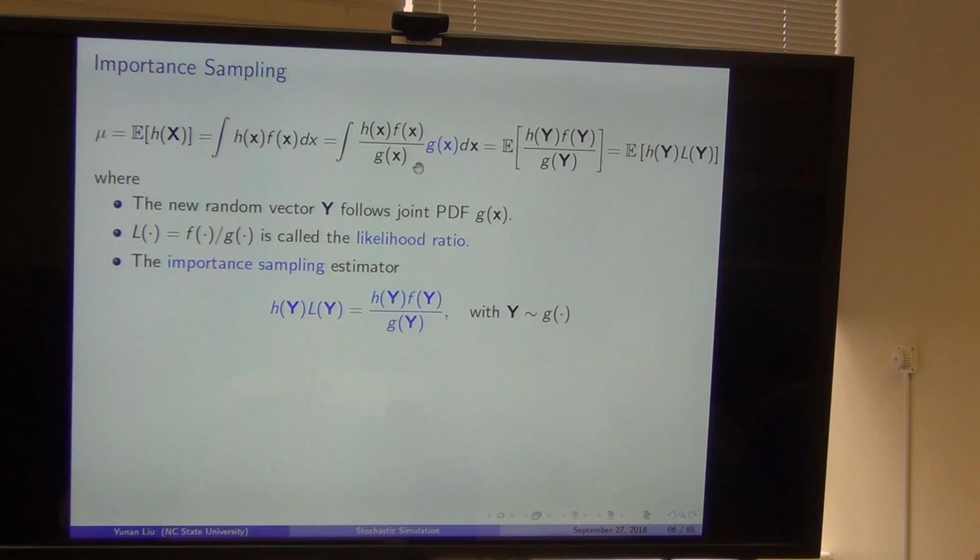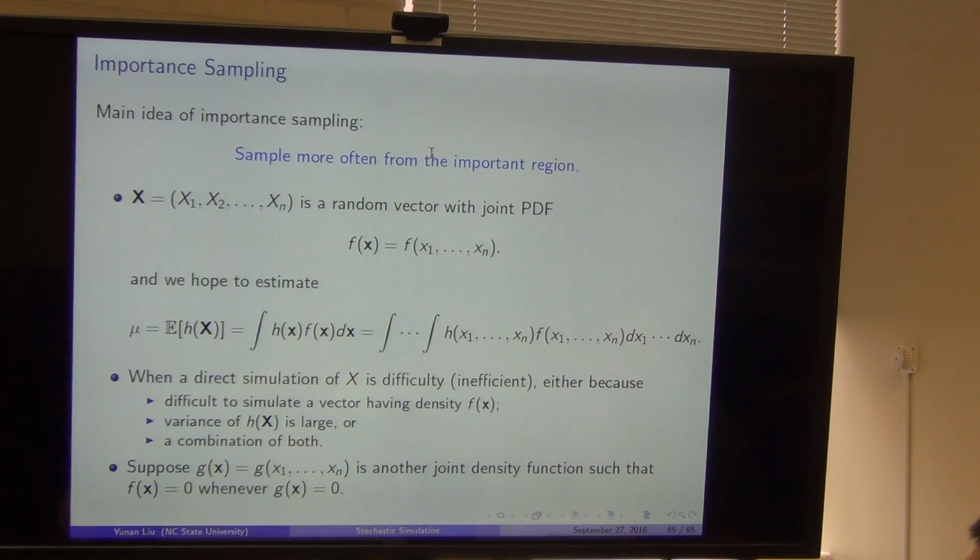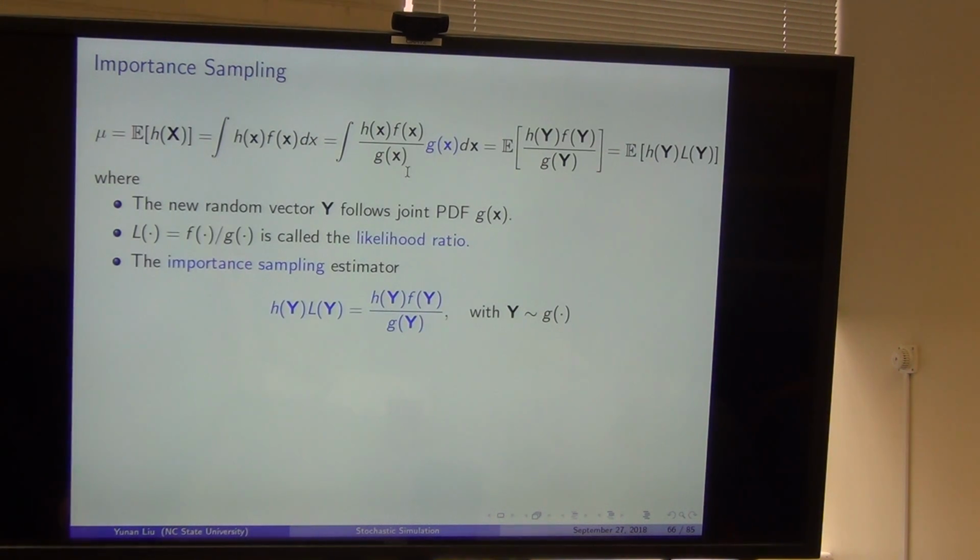Divide by g, multiply by g. You see why we require this condition? Whenever g is 0, f is 0. We can't have a positive number divided by 0. If you have 0 divided by 0, we're okay. But we can't have a positive f divided by a g which is 0. So we blow up, because we divide by g. So h(x) f(x) divided by g, multiplied by g.